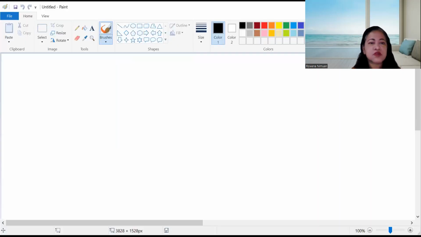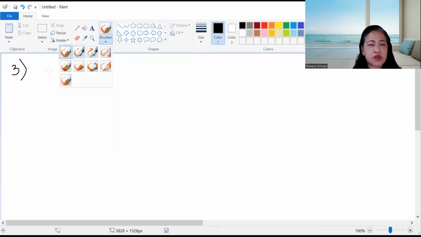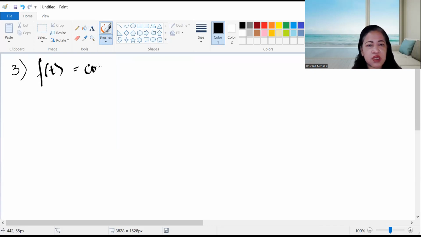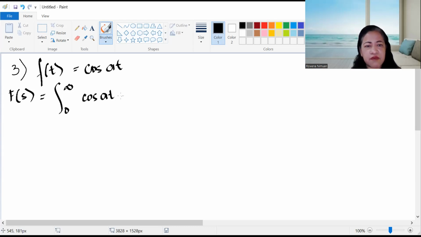This time, another example, number 3. Let us have the brush now. What if my function of t is equal to cosine of at? Again, to get the function of s, that should be equivalent, by definition, to the integral from 0 to infinity of cosine of at times e to the negative st dt.